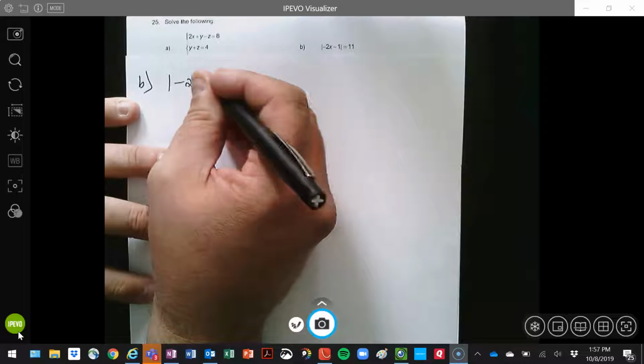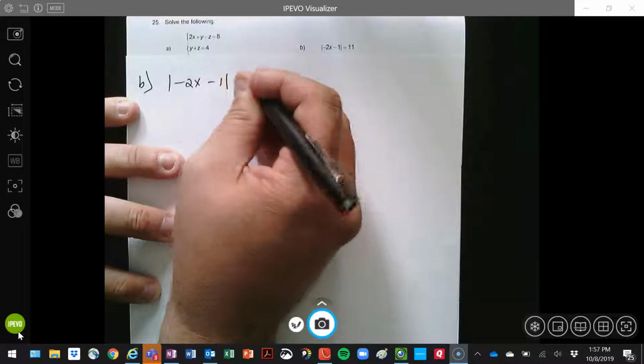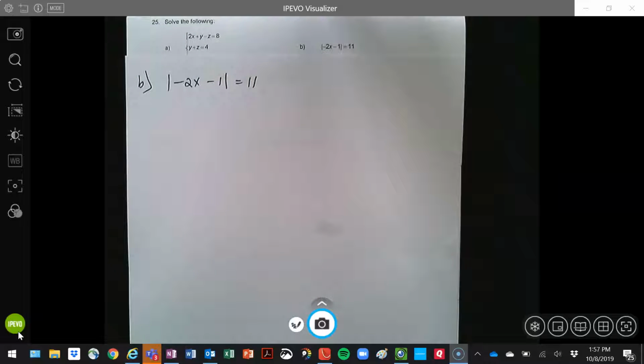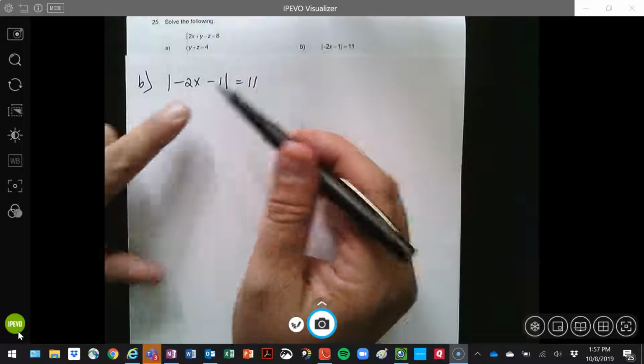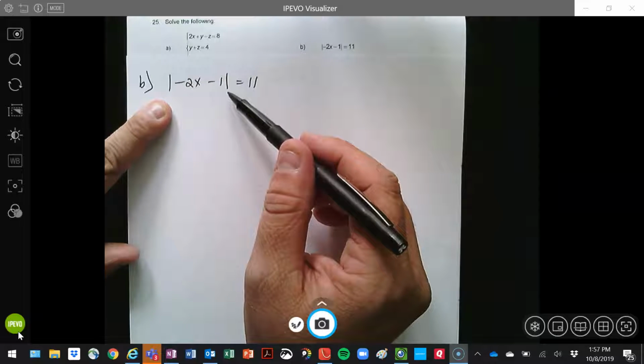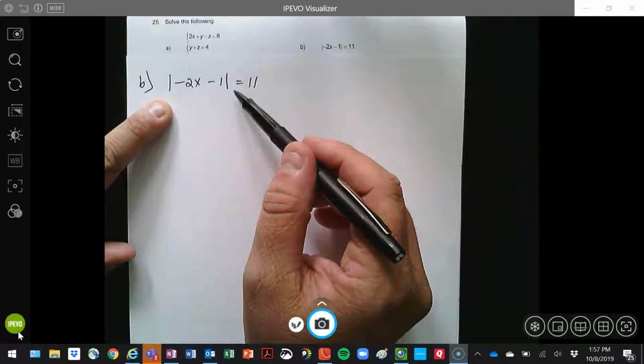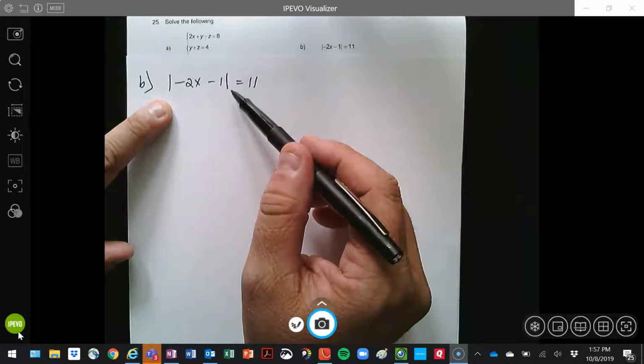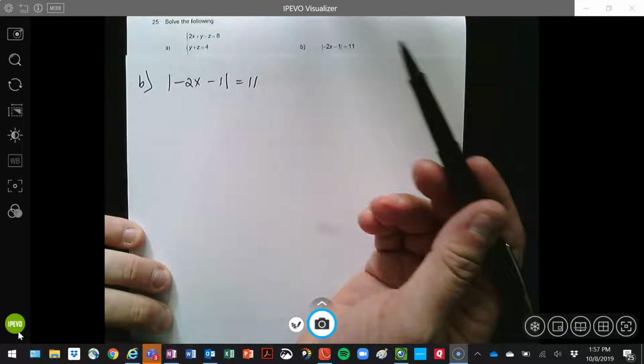In part B, the absolute value of negative 2x minus 1 is equal to 11. So you're trying to solve an equation that involves absolute values. And what I need you to remember is that when it comes to working with absolute value bars, they only do one thing. Well, I guess they do 2 things.